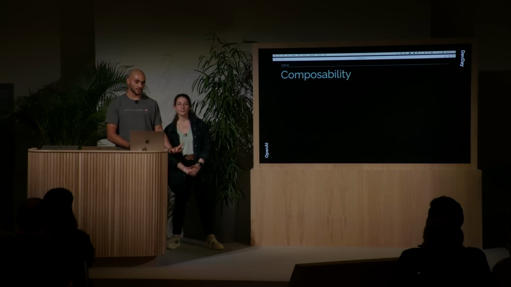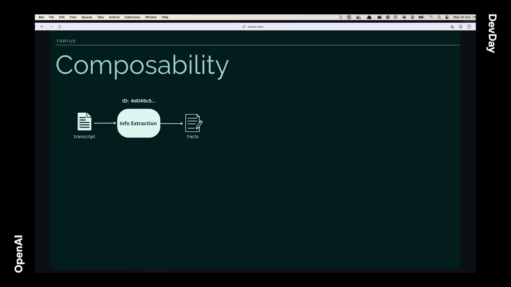Let's see how we can get them to compose together. Let's say we've got one block which extracts some key facts from a medical transcript, and another block which ingests those facts and shoots out a referral letter.